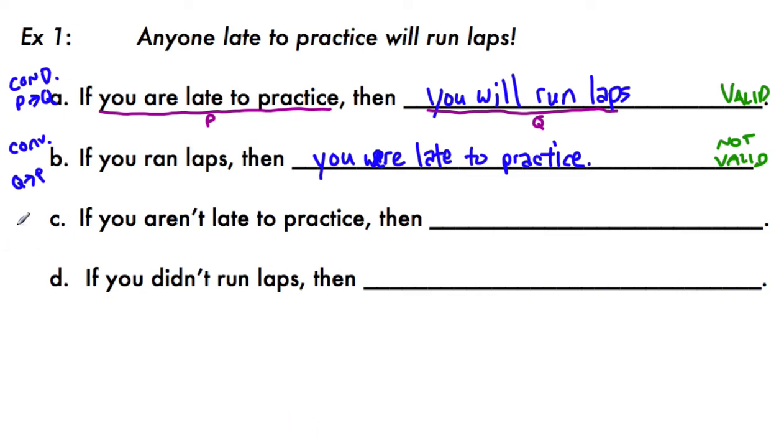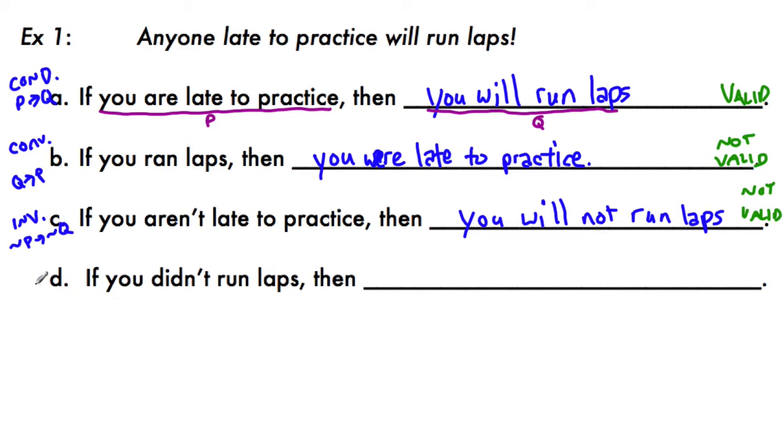Okay, so let's go to the inverse. The inverse is where we have the negation of P implies the negation of Q. If you are not late to practice, then you will not run laps. That's what the inverse would say. And again, that's kind of similar to what the converse is saying. If you weren't late to practice, you could still run laps, if you badmouth the coach, or if just running laps is part of practice. So the inverse is not valid either.